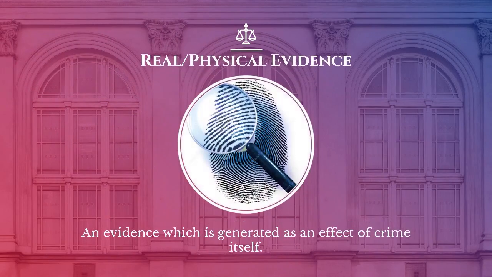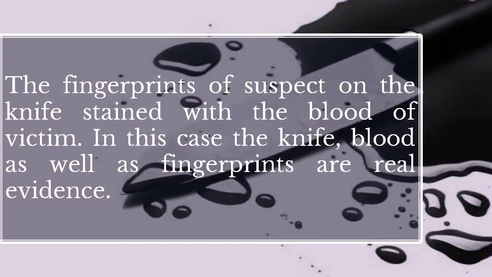Real or physical evidence is the one which is generated as an effect of crime itself. For example, the fingerprints of a suspect on the knife stained with the blood of victim. In this case, the knife, blood, as well as the fingerprints are all real evidence.